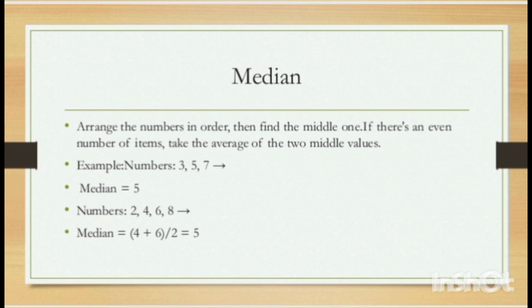If an even data set is given, 8, 10, 12, 14, the median is found as follows: first we add the middle values 10 plus 12, and then we divide 10 plus 12 by 2, which is equal to 11. So the median is equal to 11.